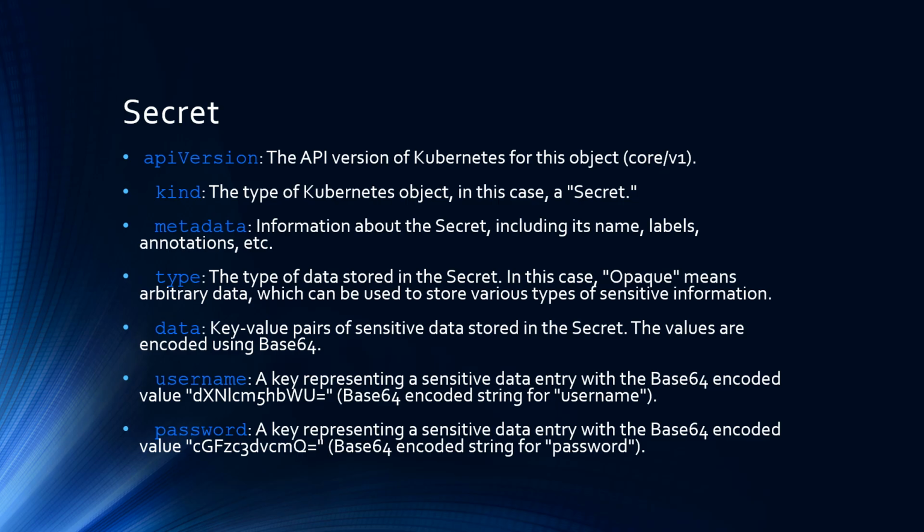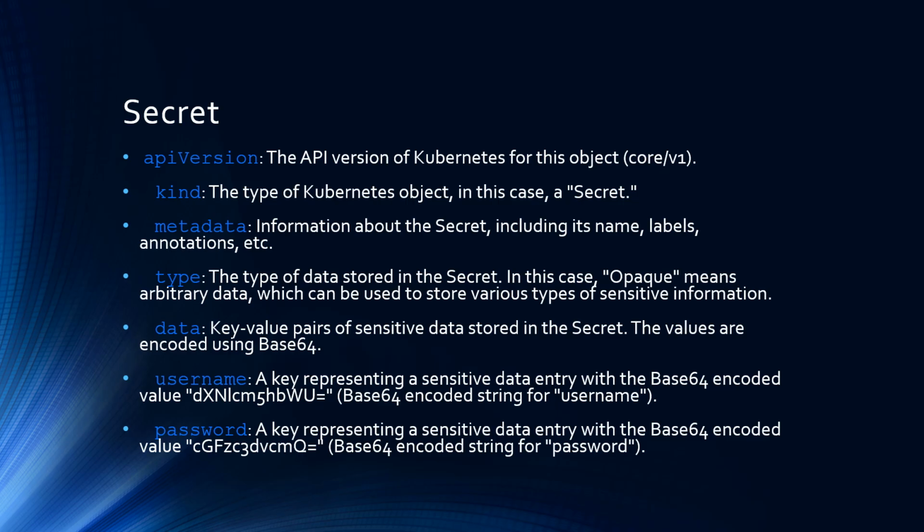Other types include kubernetes.io/service-account-token, kubernetes.io/dockercfg, and kubernetes.io/tls for specific use cases. The data section contains our key value pairs, with values base 64 encoded. In our example, we're storing a username and password. Remember that while the values appear encrypted, base 64 encoding is not encryption. It's merely an encoding scheme to allow storage of binary data.